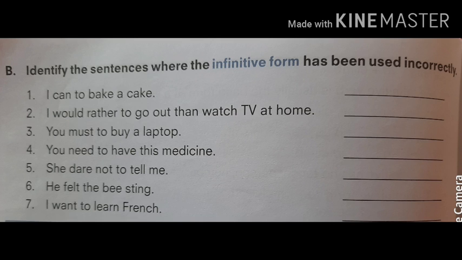Fourth one, you need to have this medicine. This is correct. Already it is correct. She dare not to tell me. This is also in its correct form. He felt the bee sting. No infinitive over here. I want to learn French. It is in the correct form.